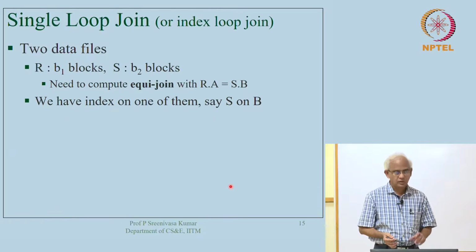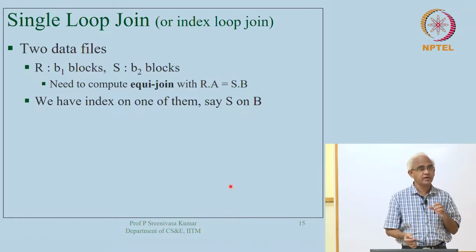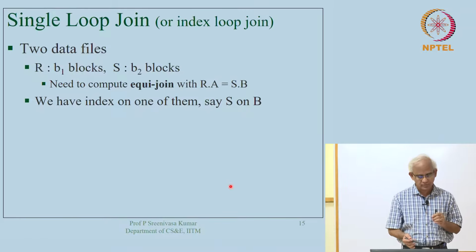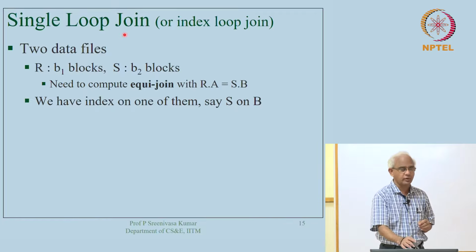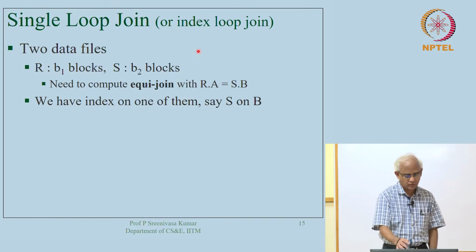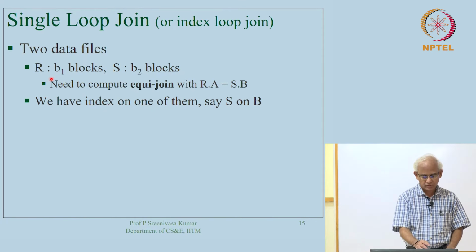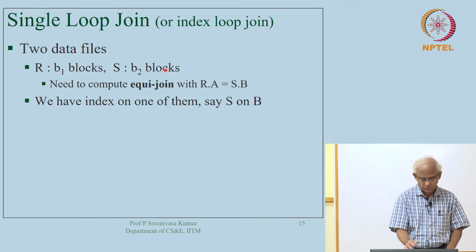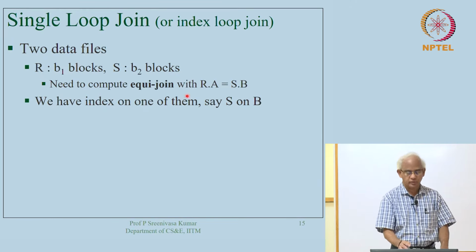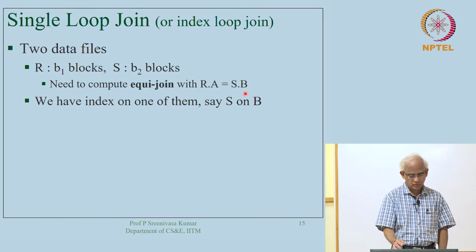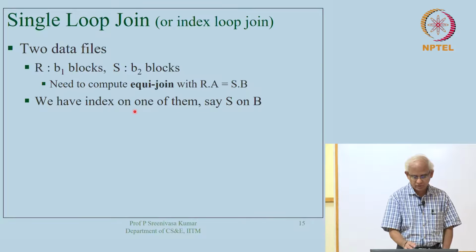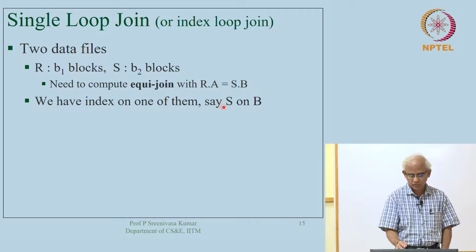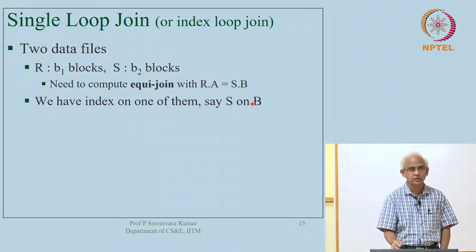Now, let us look at a situation where we have an index on one of these files. This is called the single loop join or index loop join algorithm. Again we have two data files, R has B1 blocks and S has B2 blocks, and we need to compute the equijoin R.A equals S.B. Let us now assume that we have an index on S. The index of course has to be on this attribute B, some arbitrary attribute will not help us. So, on this join attribute B, let us say we have an index on S.